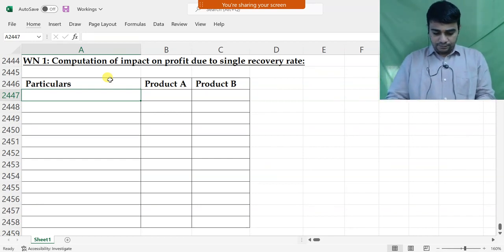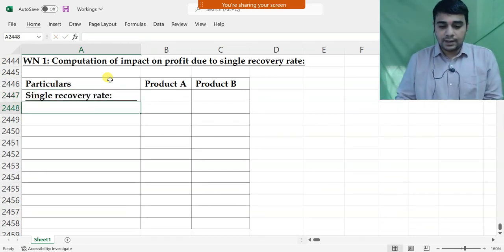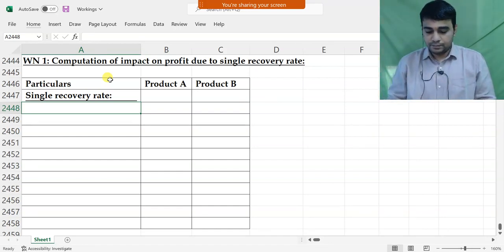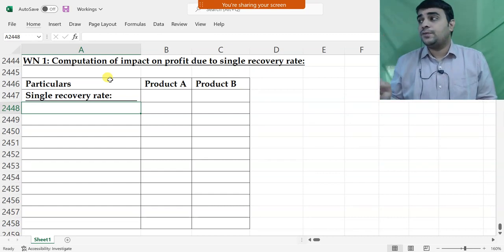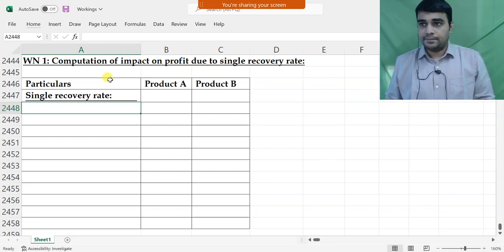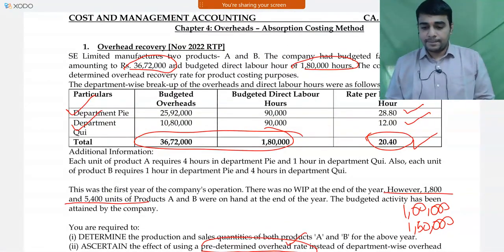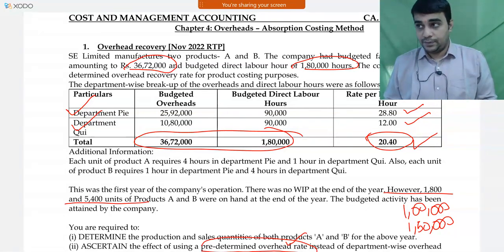Now, single recovery rate, and underline that. What is the single recovery rate given in the question? If you follow a single recovery rate, they've given the recovery rates in the question. What is the single recovery rate? 20.4 per direct labor hour. That's the recovery rate given in the question.